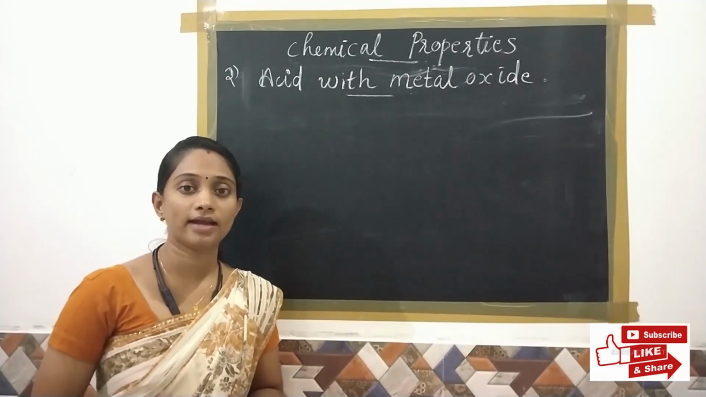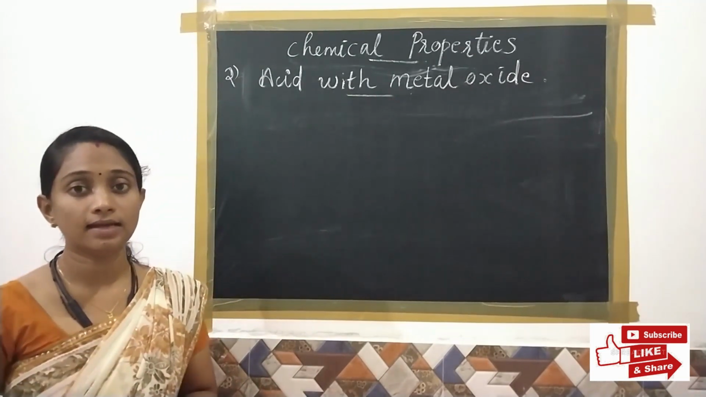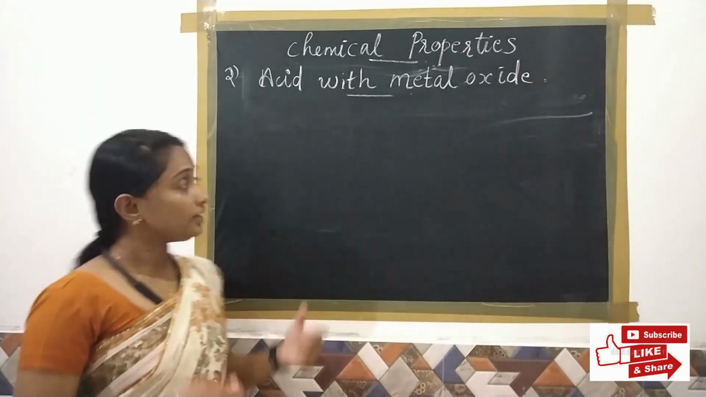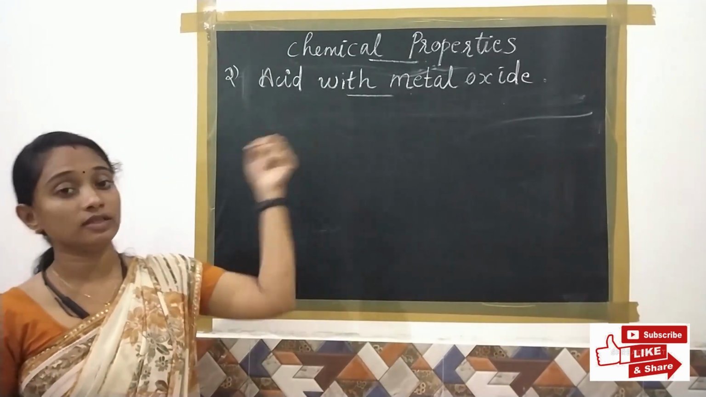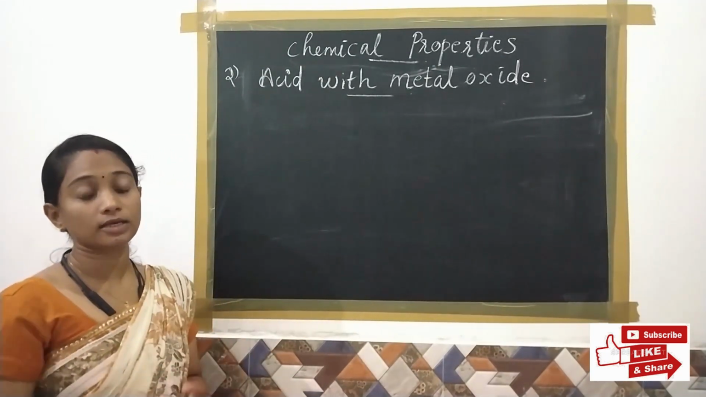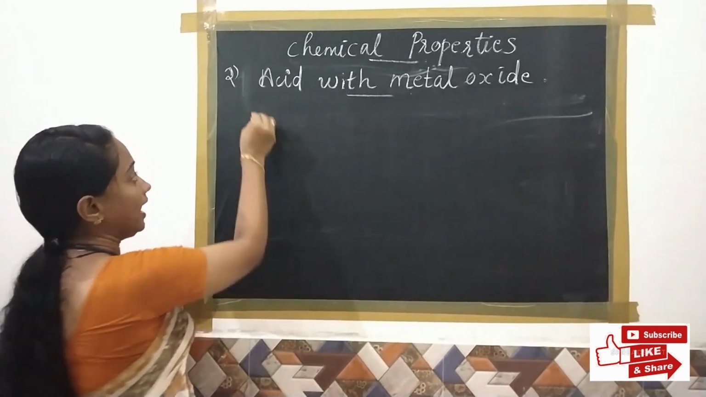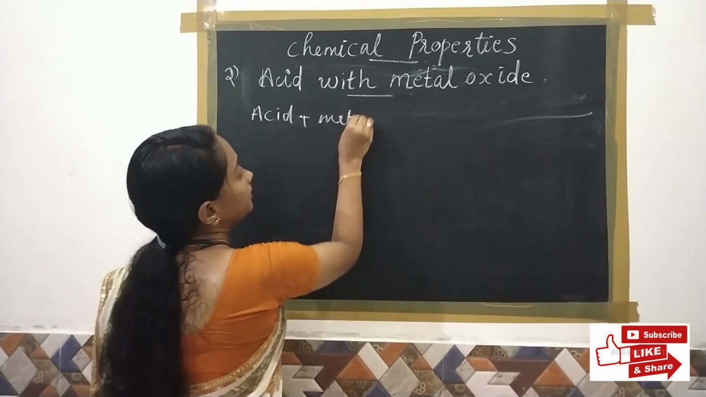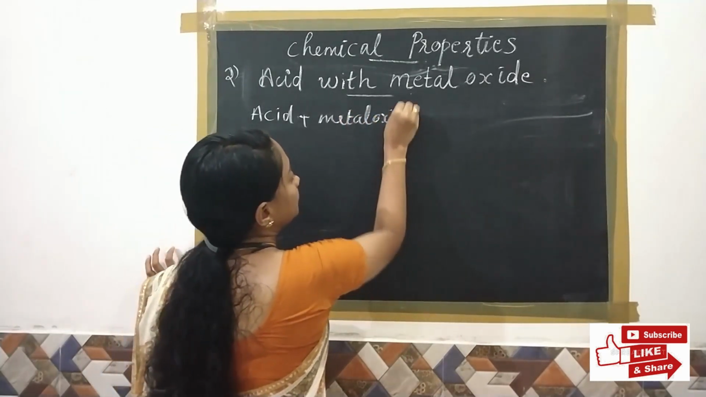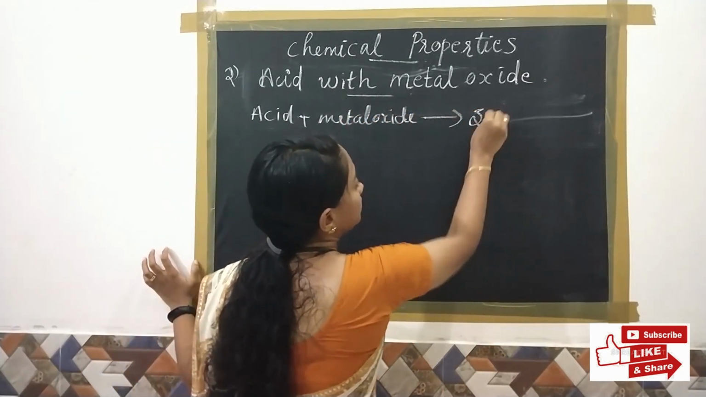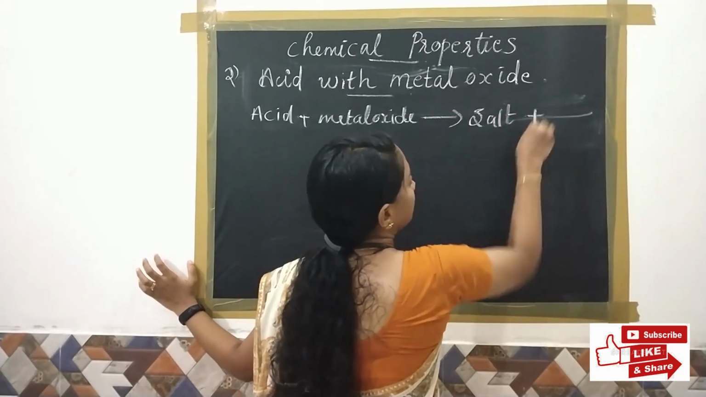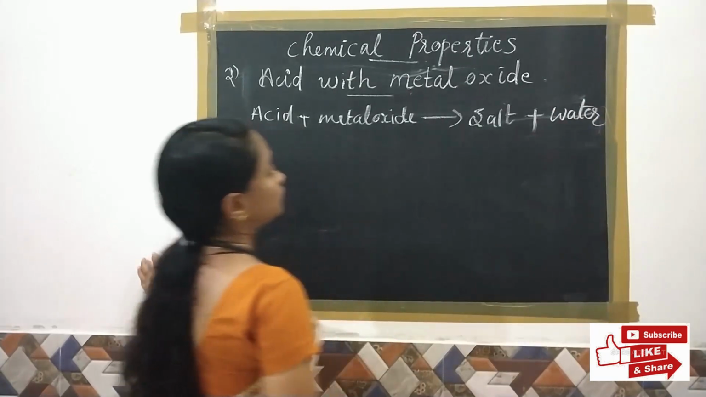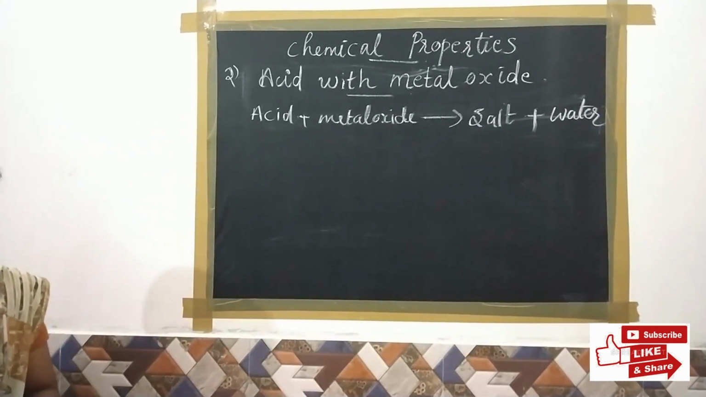The second chemical reaction is how acids and bases react with metal oxides. Here, when an acid reacts with a metal oxide, it will produce the corresponding salt and water.